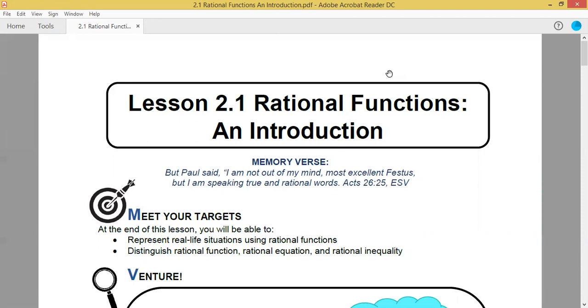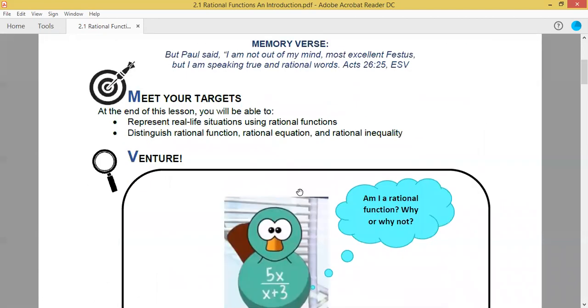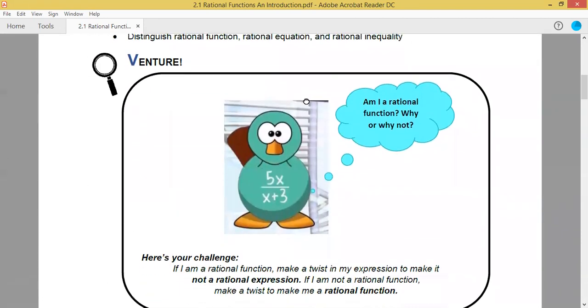First, you represent real-life situations using rational functions. And second, we distinguish rational function, rational equation, and rational inequality. Let's take, for example, this expression, 5x over x plus 3.